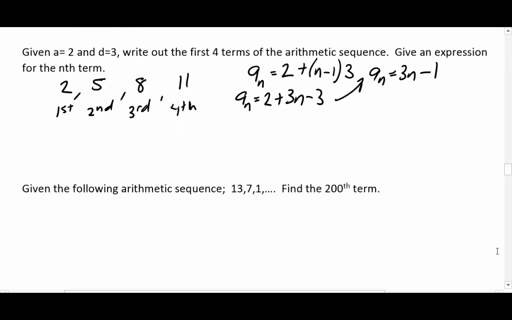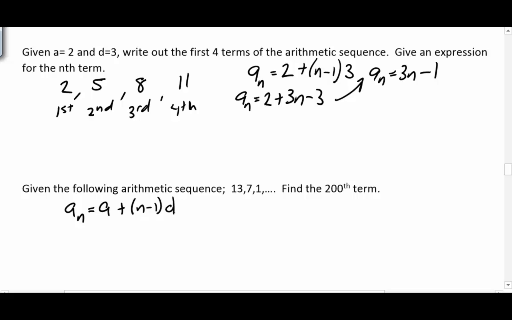Okay, so to illustrate this the long way, given the following is arithmetic, so they're telling us it's an arithmetic sequence, I don't have to show it. Starting off with 13, 7, and 1, find the 200th term. Well, let me look at the nth term formula for a second. The nth term is the first term plus n minus 1 times the common difference.